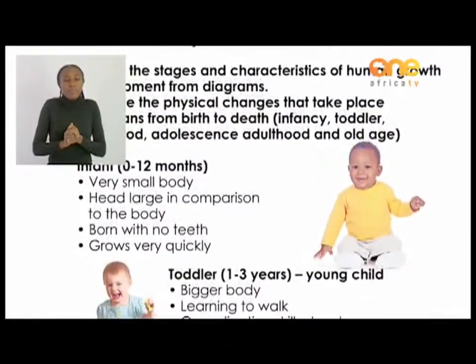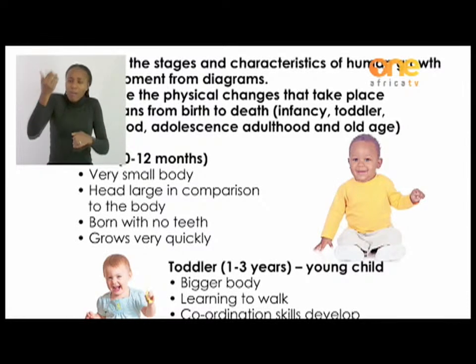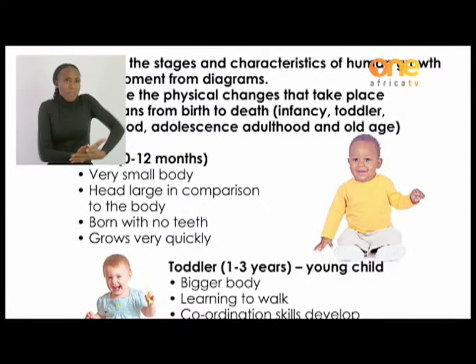Let's go back to our competency on page 16, which says we will be able to identify the stages and the characteristics of human growth and development from the diagram. We are studying the very first stage of life. All of us, no matter how big or small we are, at one point in life, were all infants. It means we were all babies.